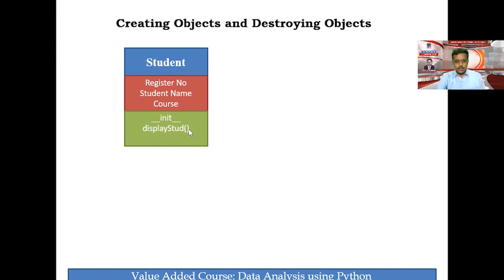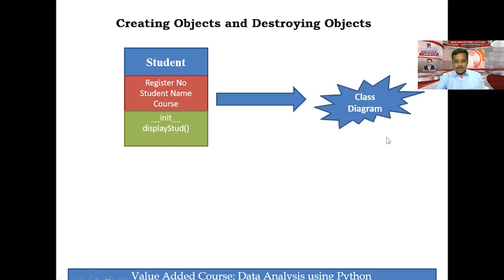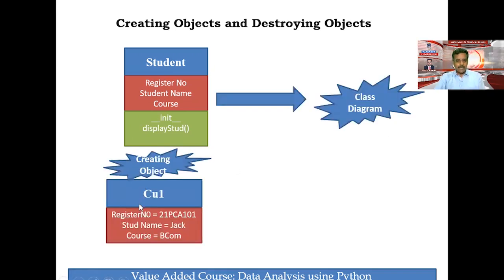So what we are going to do? We are going to create an object for this class. Let it be CU1. When I create an object, I am initializing values for my members like register number, student name, and course. This all we have seen in the last lecture also. So what is happening? When I assign some values to these members, the init method will be called. That init member will initialize my members' values.